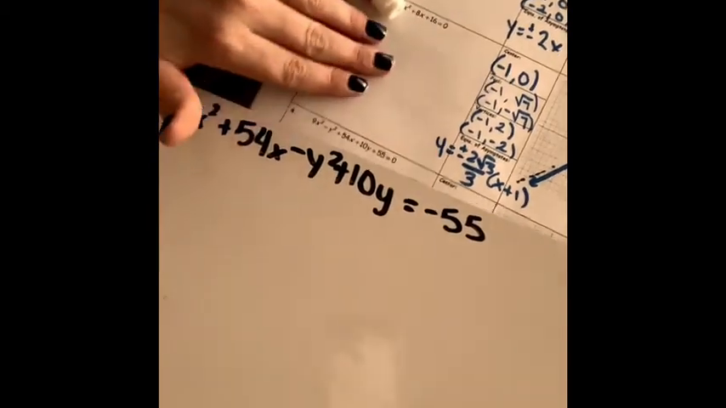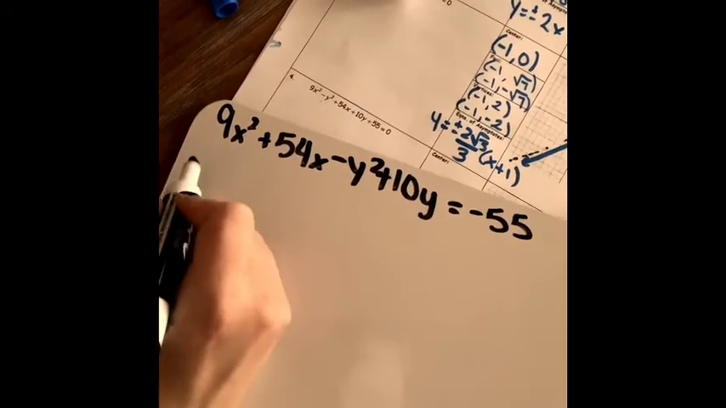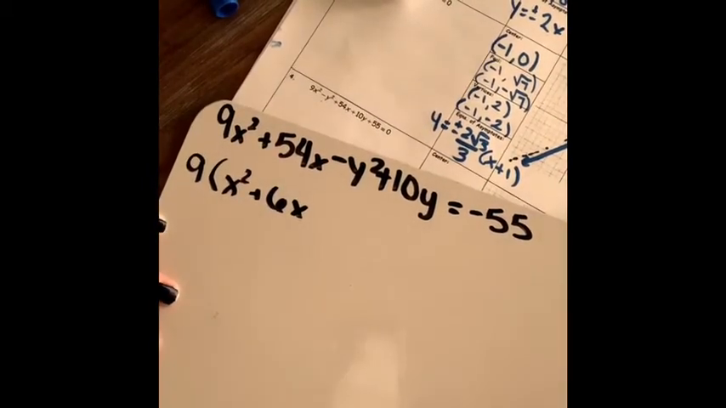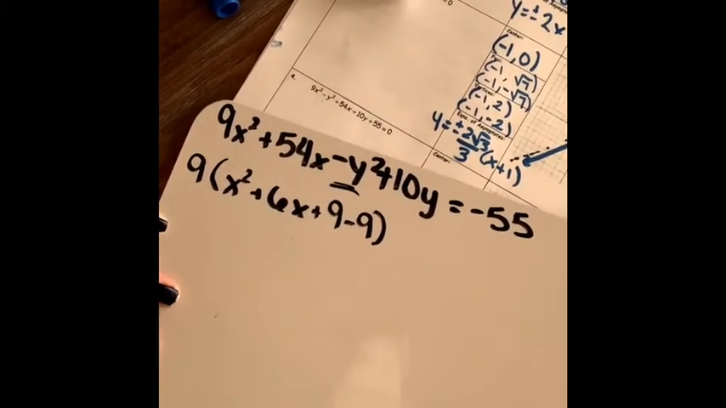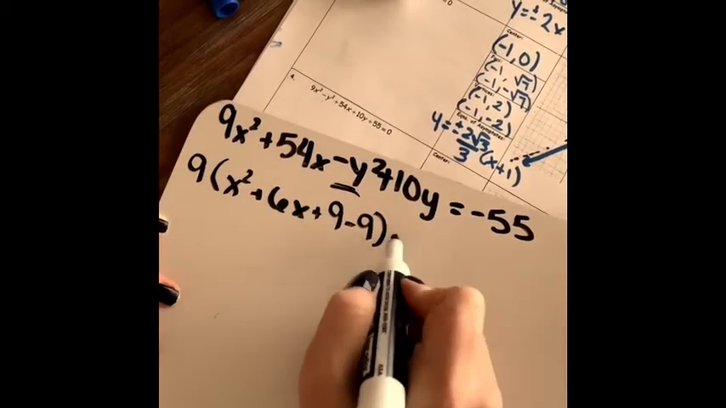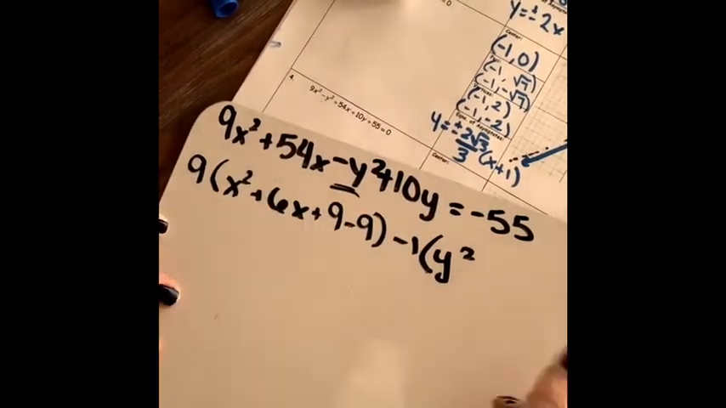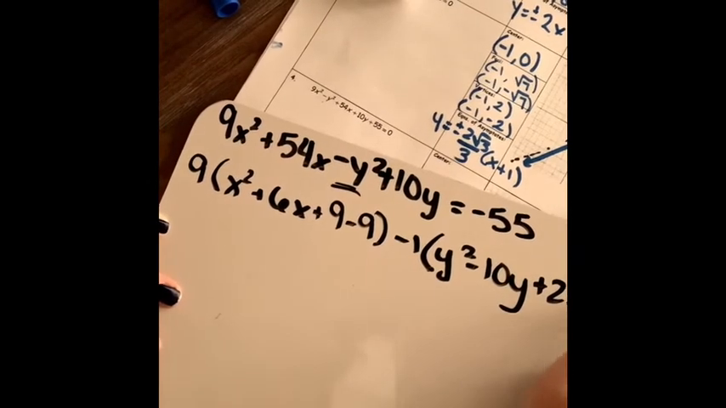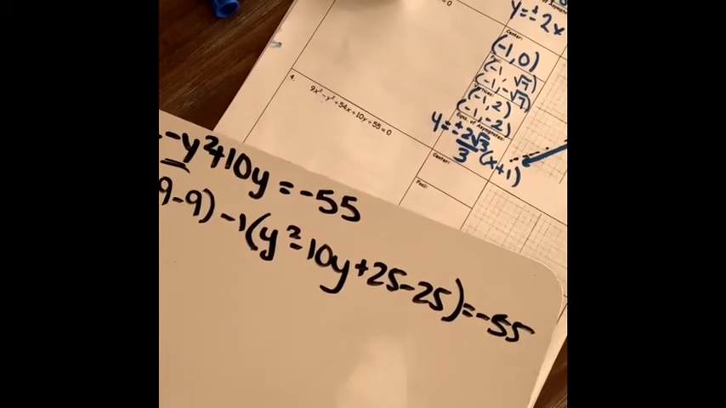So from here, what you want to do, remember, is make sure you take out the leading coefficient for each of them. So I'm going to pull out the 9, x squared plus 6x. You're completing the square root of the 6, so it's plus 9 and minus 9. In front of the y, you notice that there's a negative sign. It's not a positive number, so you still can't complete the square. You have to pull the negative. So -1 times y squared. Notice the sign is changing when you pull it out of the 10y, so minus 10y. We've got plus 25 minus 25, and then that's equal to negative 55.